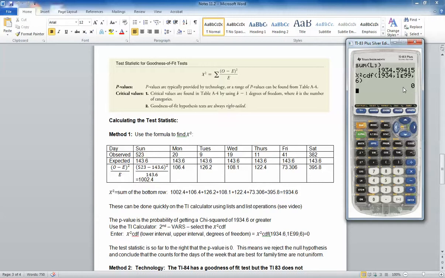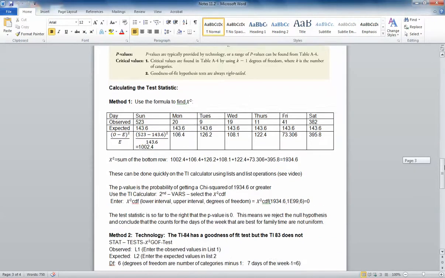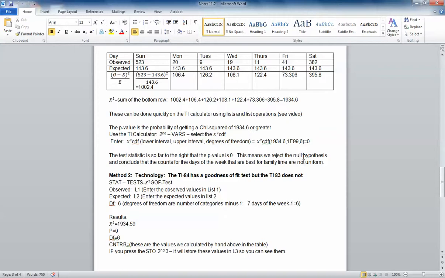So that means the probability, that's a very low p-value and a very huge chi-squared statistic. So what does that mean? Okay, that means that we reject the null hypothesis and conclude that the counts for the days of the week are not uniform. And we can see that from the distribution.